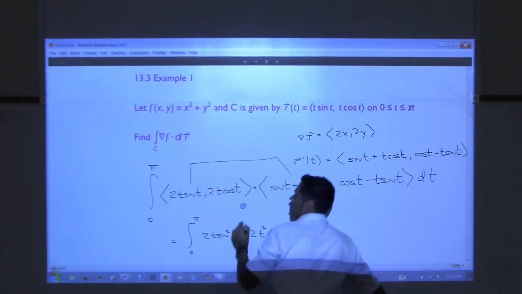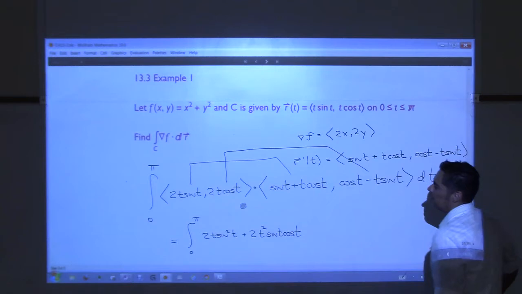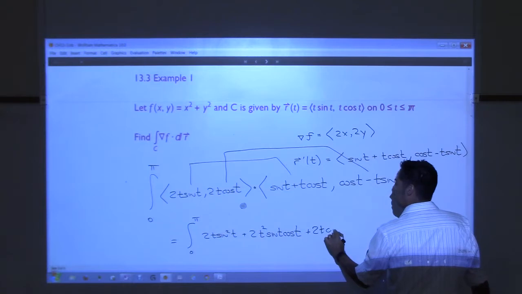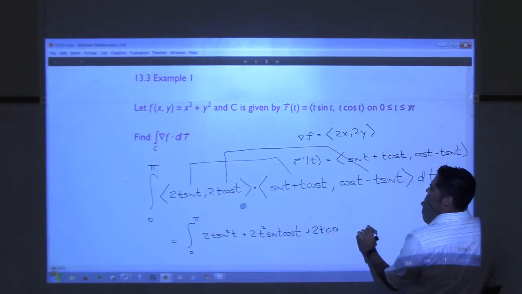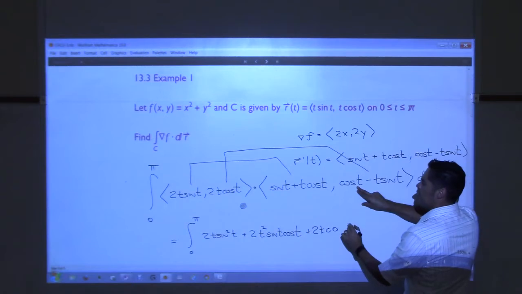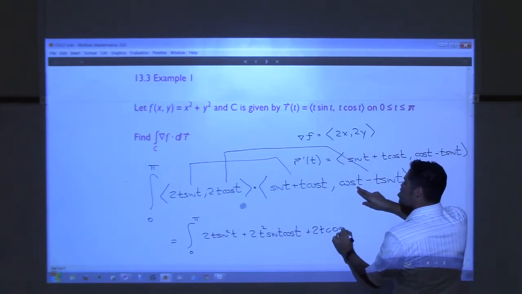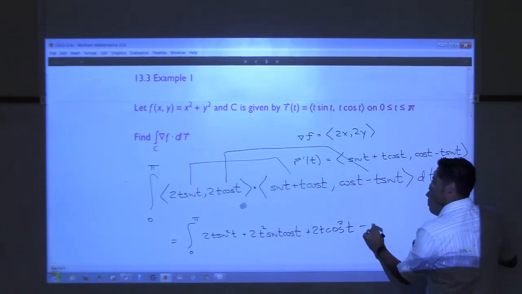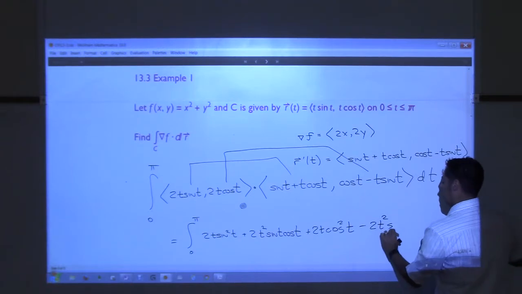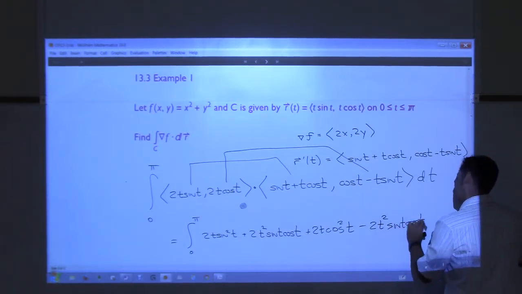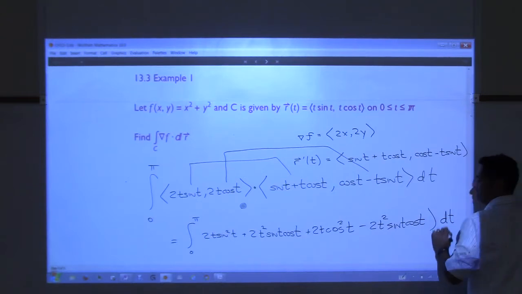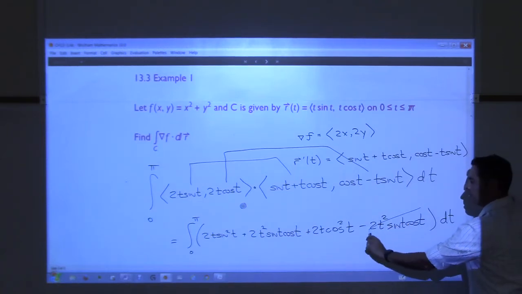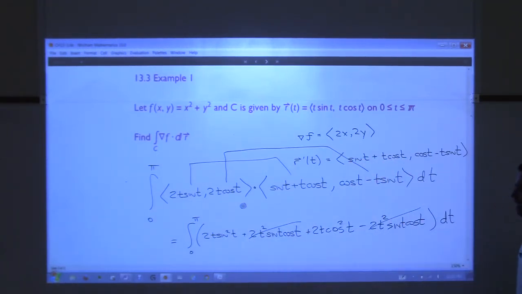Gosh, I'm really hoping for cancellation here. And then this right here plus 2t cosine squared t, and then minus 2t squared sine t cosine t, dt. I do get cancellation. This one and this one. Oh, this isn't so bad. And then you have an identity.